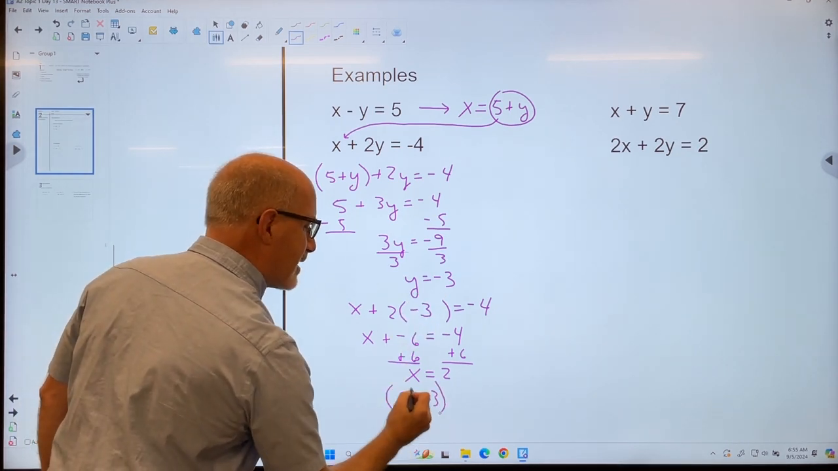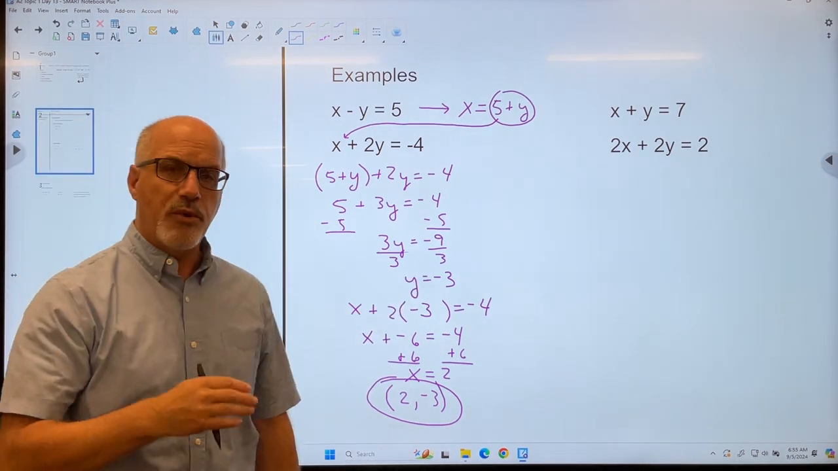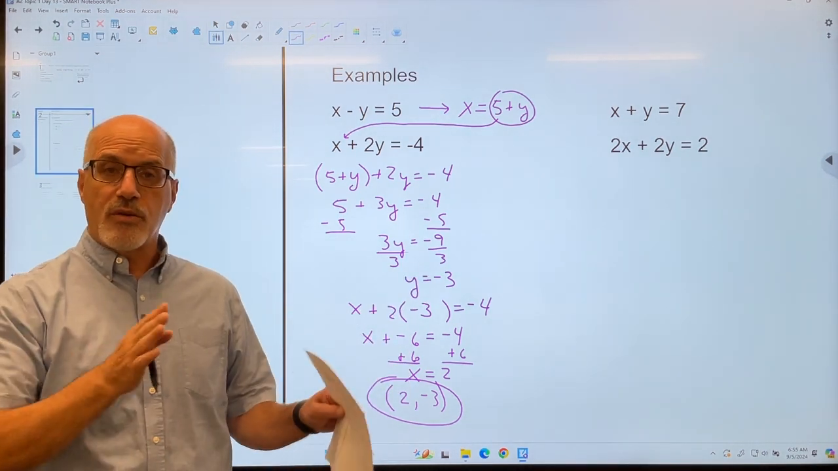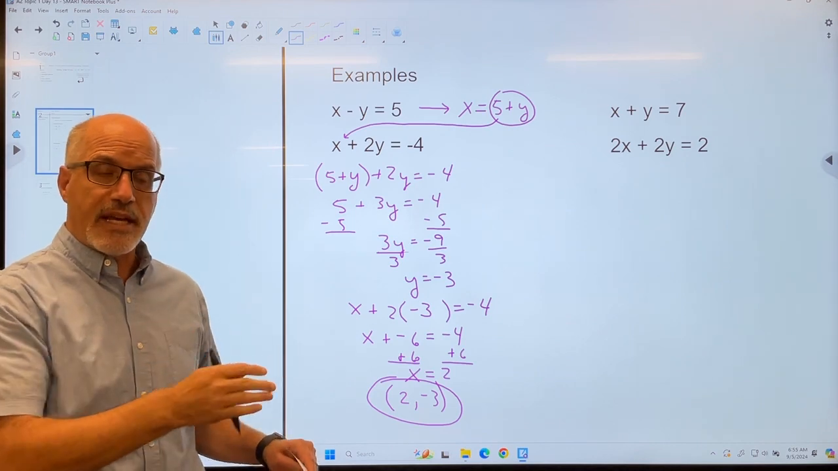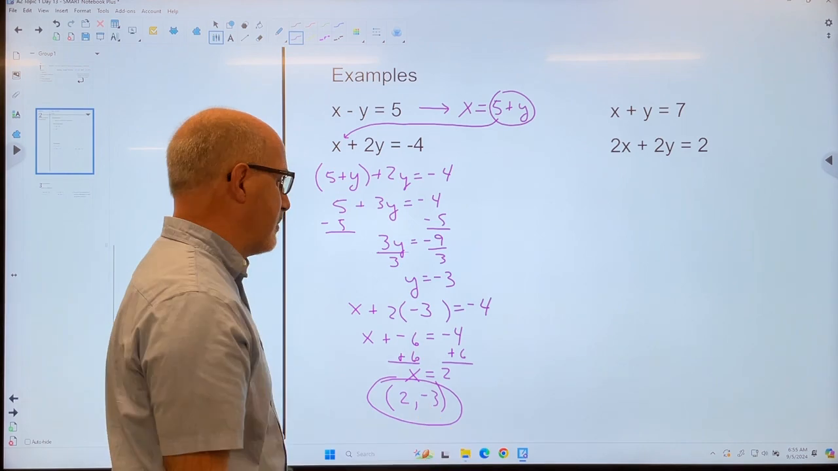Always list it x comma y. Even though we solved for the y first, we want to put the ordered pairs in alphabetical order with the x first, y second. If our variables were a and b, we put a first, b second.